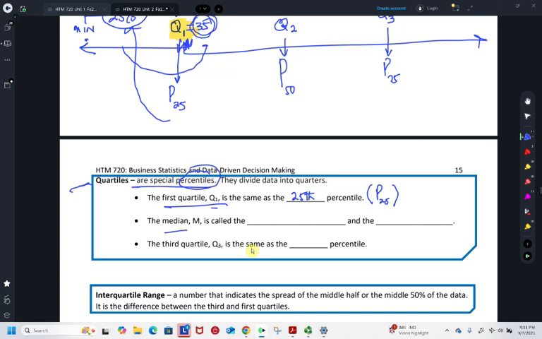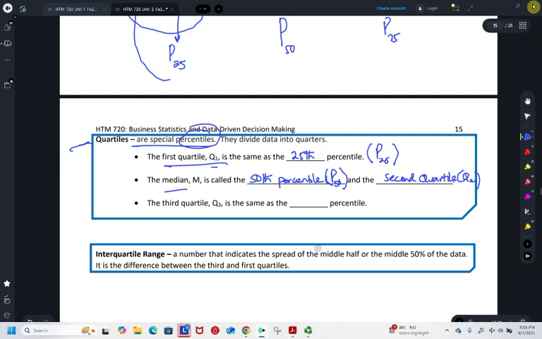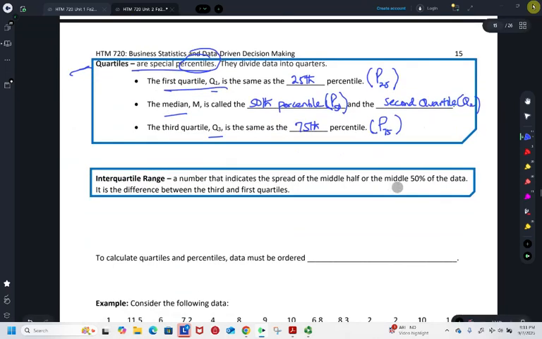The median, M, is also called the 50th percentile, and it's also called the second quartile, Q2, and we have P50 here. And then the third quartile, Q3, is the same as the 75th percentile, or P subscript 75. So you see, based on these measures, we define a new measure called the interquartile range.